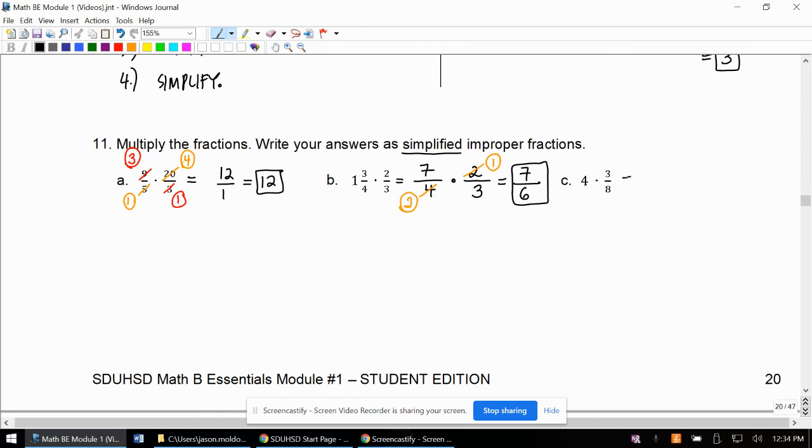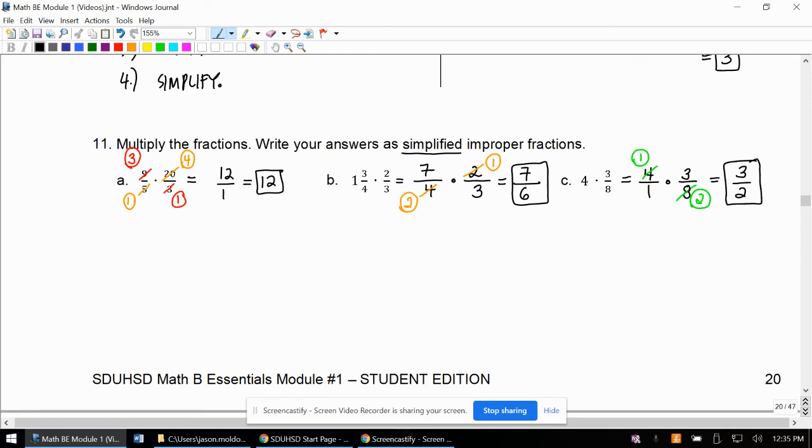C, we're going to change when it's not improper. We're going to change it to improper. The easiest way to do that with 4 is just to put it over 1. 1 and 3, 1 is fully simplified, so we don't need to bother cross-canceling that if one of them is already a 1. But 4 and 8, we can simplify that further. We need a number that goes into both. 2 works, but 4 is even better. So 4 goes into 4 once and into 8 twice. And we'll multiply across. 1 times 3 is 3. 1 times 2 is 2.